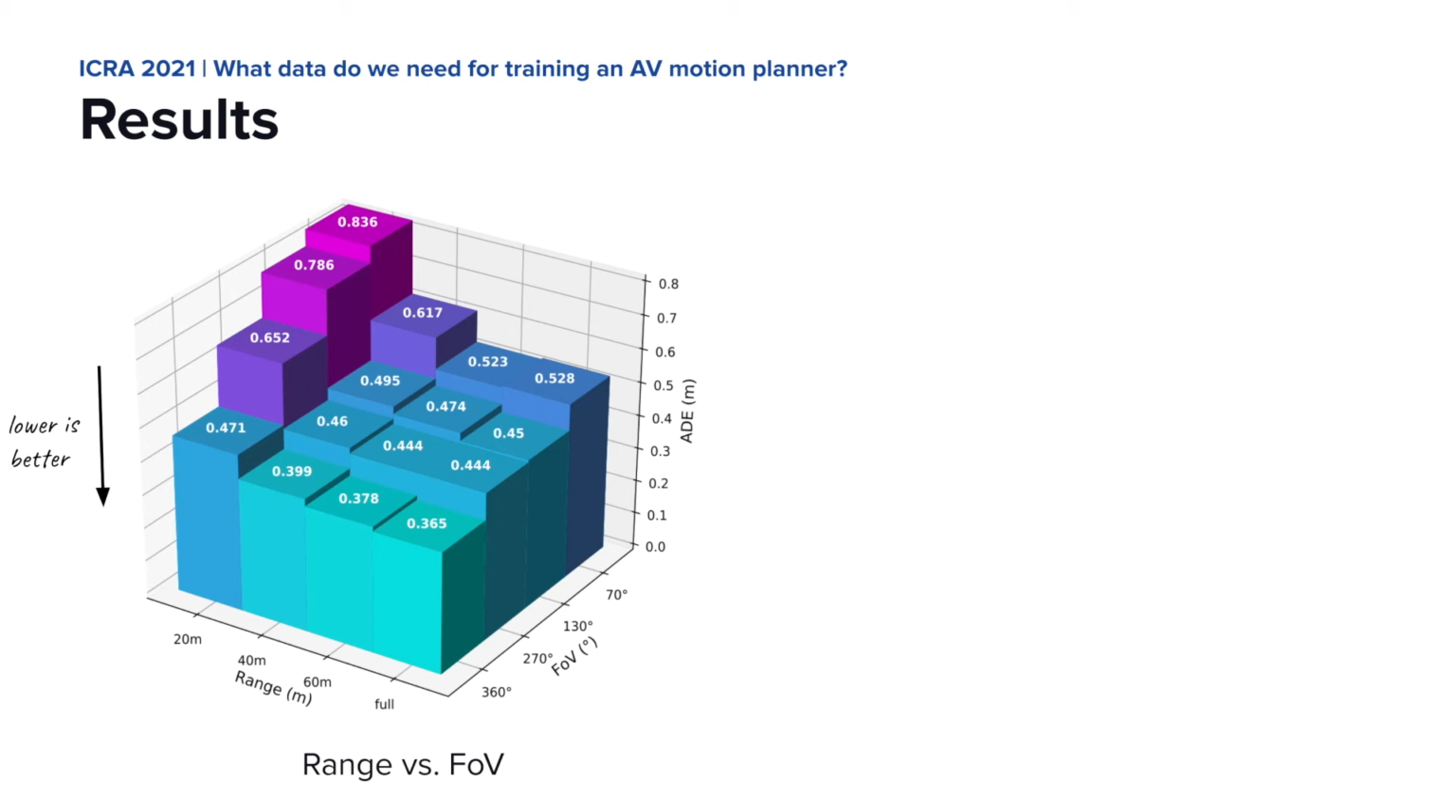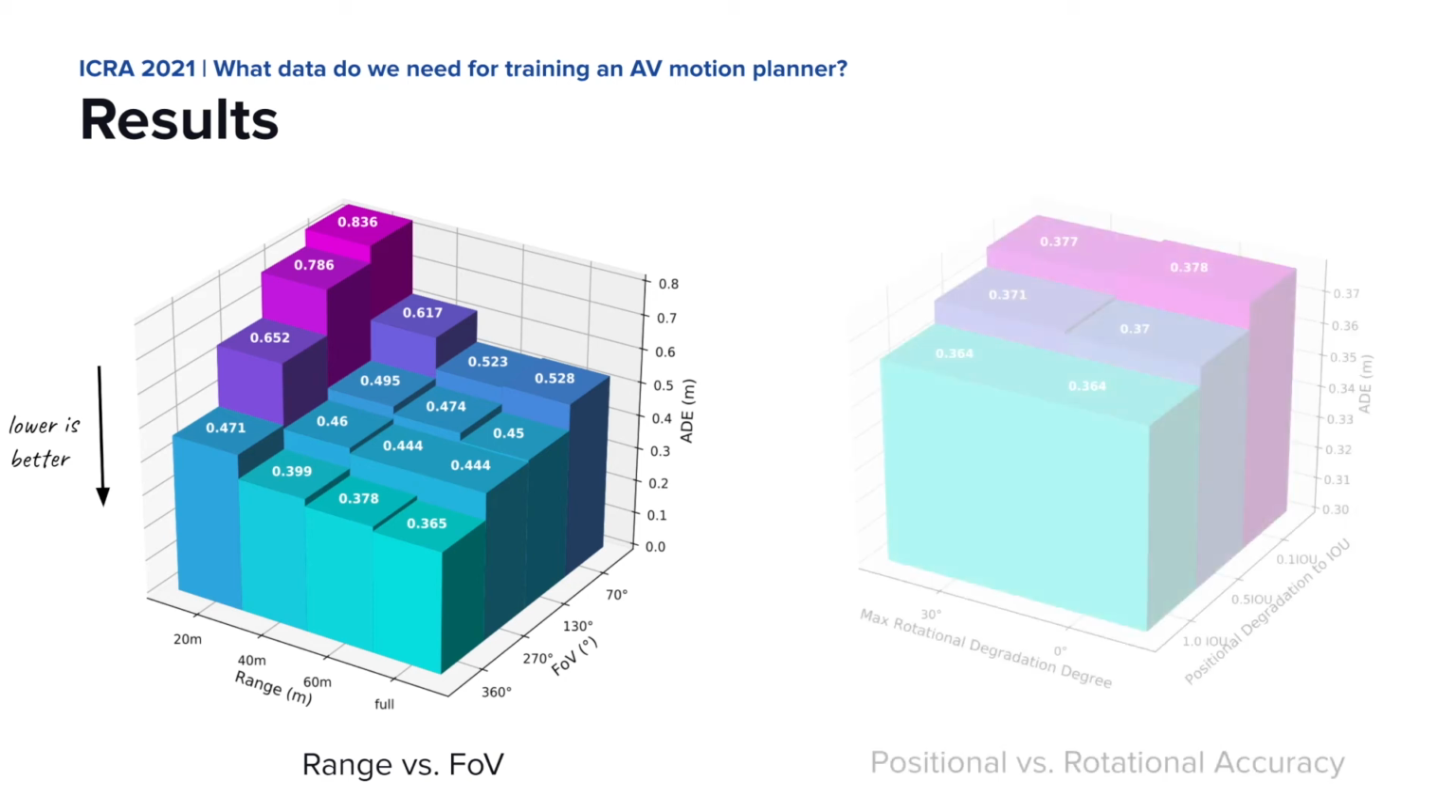By reducing the range and field of view, we can see that the model error will increase. One interesting finding is that the error increased dramatically after the field of view is smaller than 130 degrees, and the range is smaller than 40 meters. This suggests that the minimal sensor configuration should be more than 130-degree field of view and 40 meters range. But still, the better sensor will give better results.